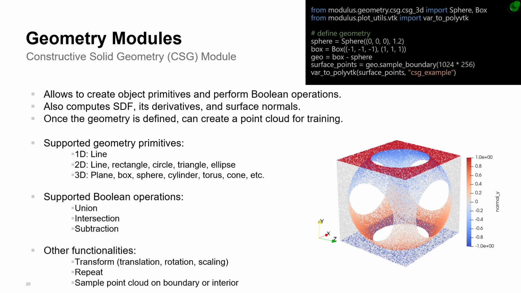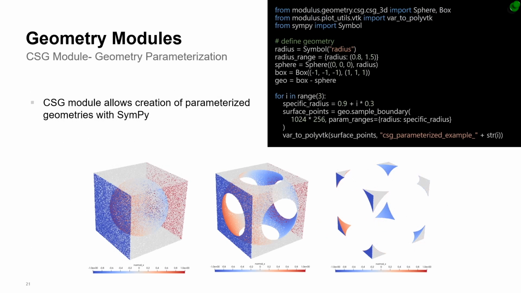Thirdly, Modulus implements very extensive geometry modules. The constructive solid geometry module allows you to create object primitives and perform Boolean operations on them. It computes the signed distance functions, their derivatives, and surface normals. You can see the supported geometry primitives, Boolean operations, and other functionalities on the slide. The CSG module also allows the parameterization of these object primitives.